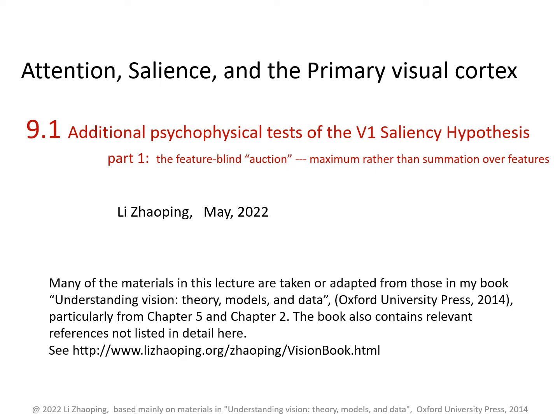Additional psychophysical tests of the V1 Saliency Hypothesis. Part 1. The feature blind auction. Maximum rather than summation over features.